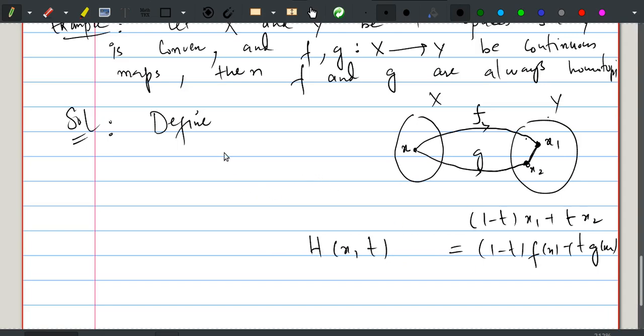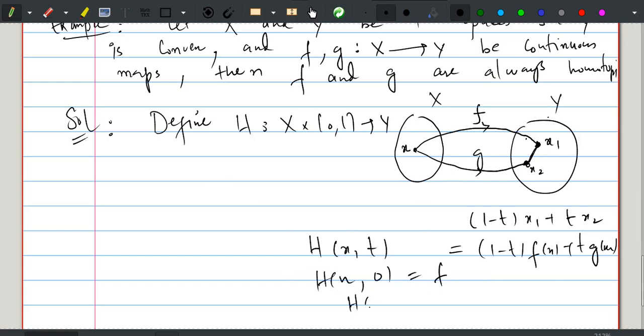So if we define our homotopy H from X cross [0,1] to Y like this, this will be a good candidate for the homotopy. Hence if we restrict this H to 0, we get f, and when we restrict this H to 1, we get g. So f and g will be homotopic.